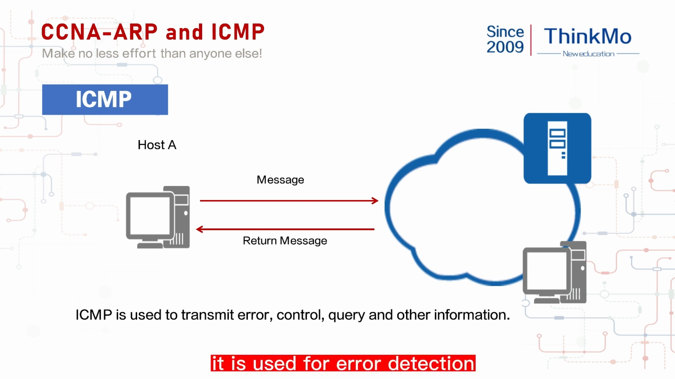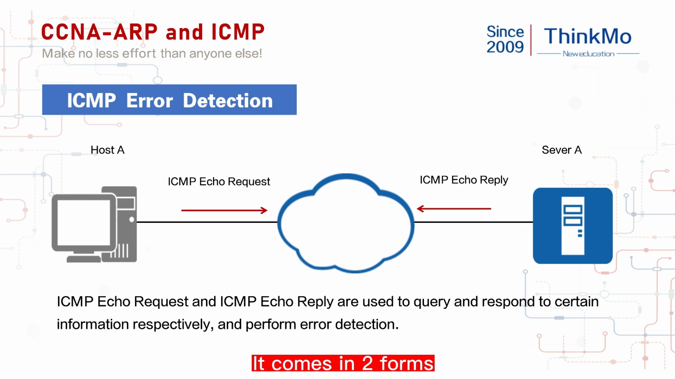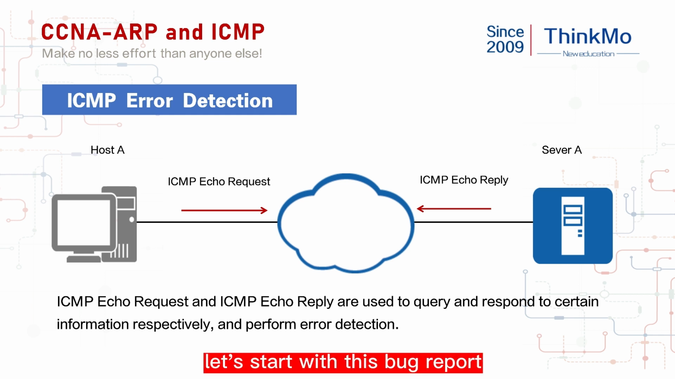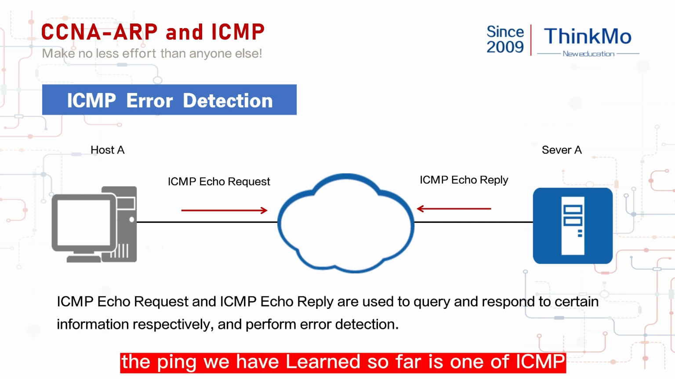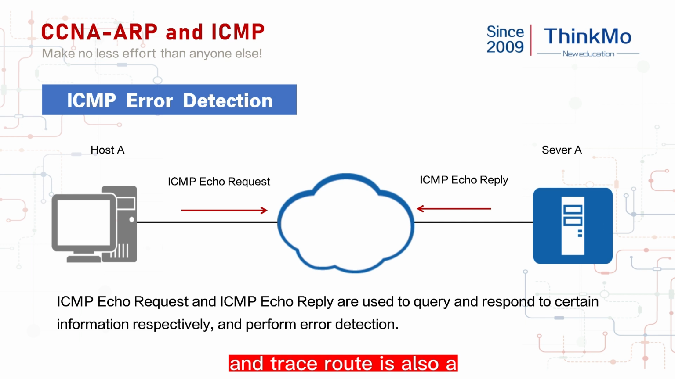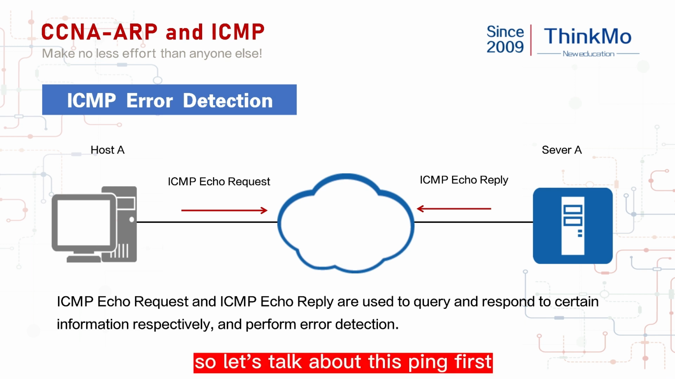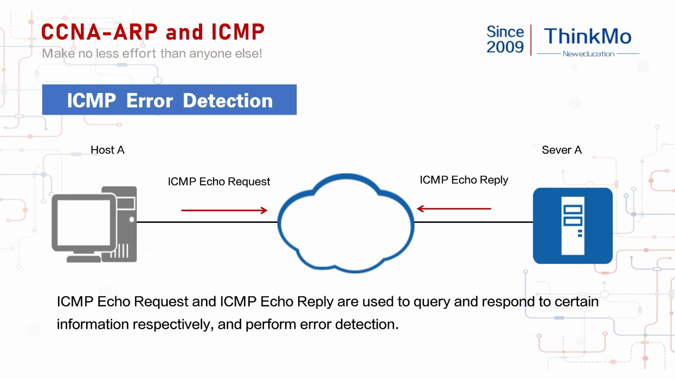It is used for error detection. It comes in 2 forms. One is ping. One is traceroute. Let's start with this error report. ICMP has 2 forms. The ping we have learned so far is one of ICMP, and traceroute is also one. So let's talk about ping first.